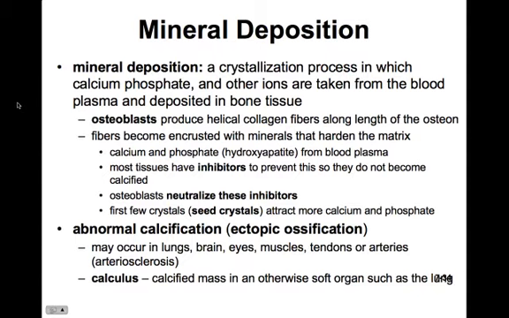Now, sometimes the inhibitors for the formation of hydroxyapatite don't work, and you might have abnormal calcification or ectopic calcification. This can occur sometimes in the lungs, in the brain, in the eyes, sometimes in muscles, tendons, or arteries, in the example of arteriosclerosis. The name we give to calcification of an otherwise soft organ is called a calculus.